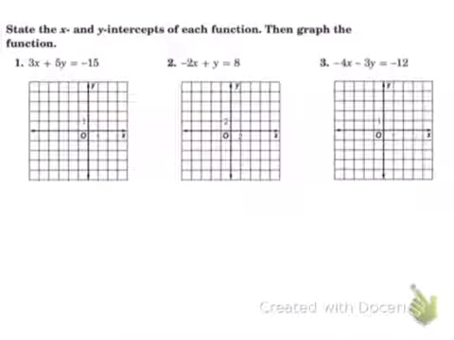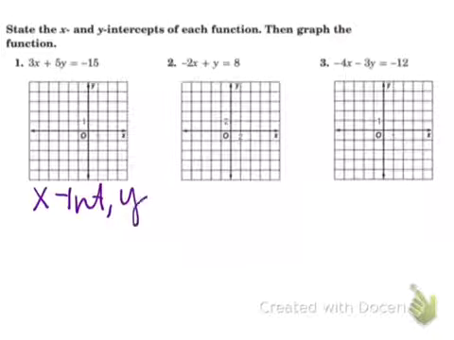Last one, number 3. For number 3, now we've got some negatives here, so we've got to be really careful. For our x-intercept, let y equal 0. It really doesn't matter which one you find first. It's just personal preference.